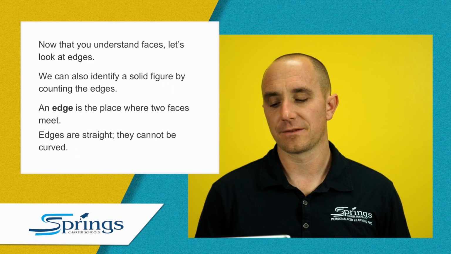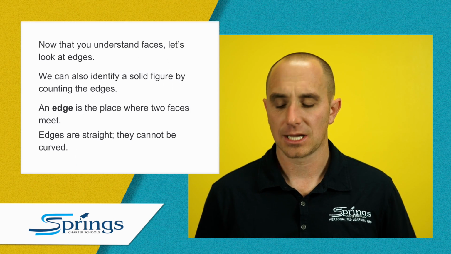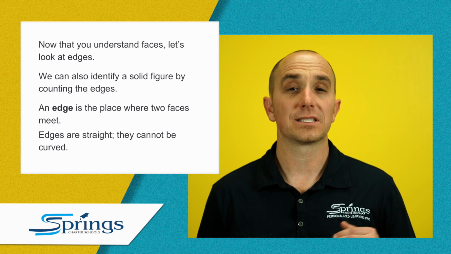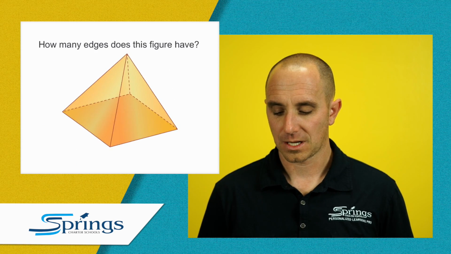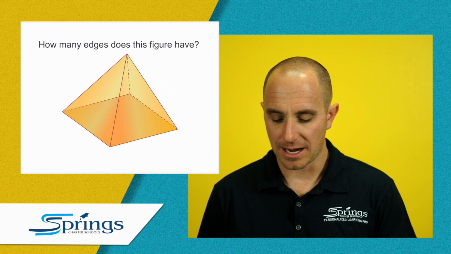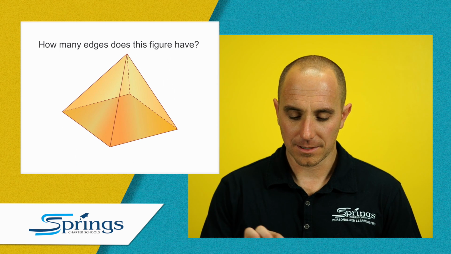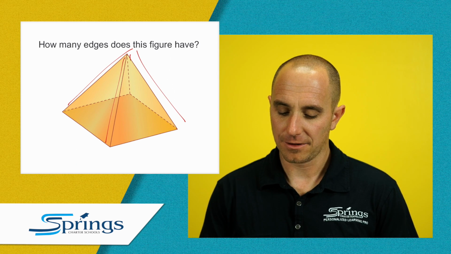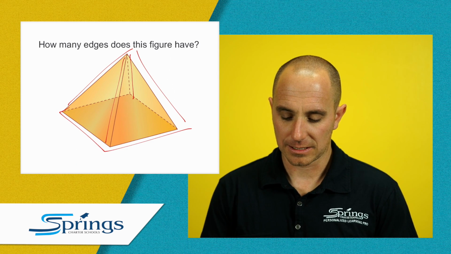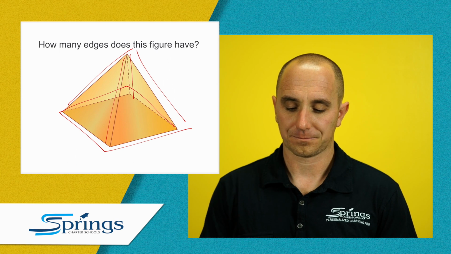We can also identify a solid figure by counting the edges. An edge is the place where 2 faces meet. Edges are straight, they cannot be curved. Okay, so how many edges does this figure have? And so if we count them, you have 1, 2, 3, and then this one back here is 4, and 5, 6, 7, and 8. So you have 8 edges.